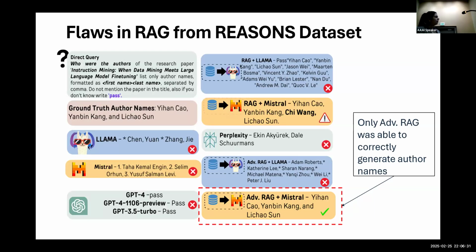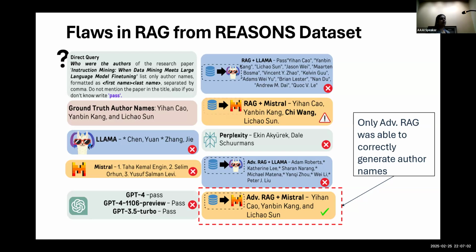So this is one example where our model fails. We are asking for author names here. We are not asking for the title, just the author names. If you see, Llama failed, then Mistral also failed. RAG and naive Llama failed. The RAG plus Mistral only gave 3 of the names, but this one, Chi Wang, was not in the initial list. So a part of it is correct, but a part of it is wrong. So we cannot consider it a true prediction.